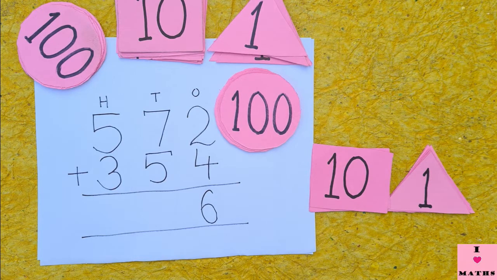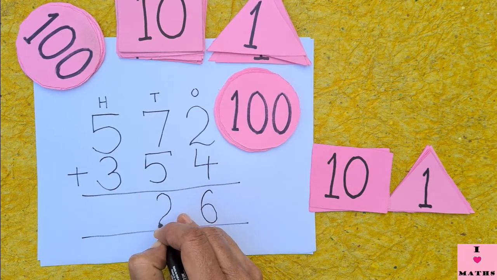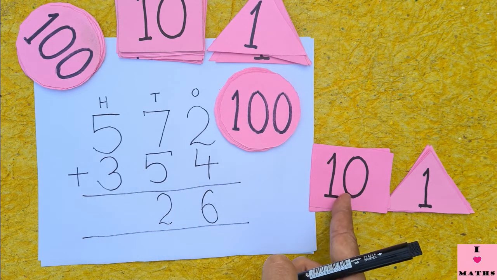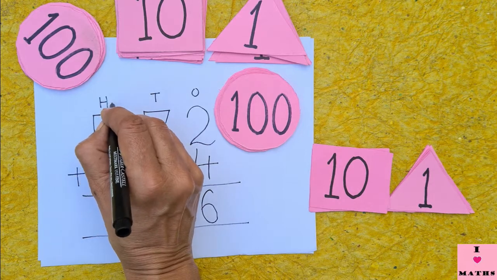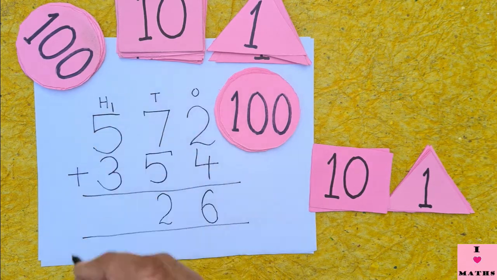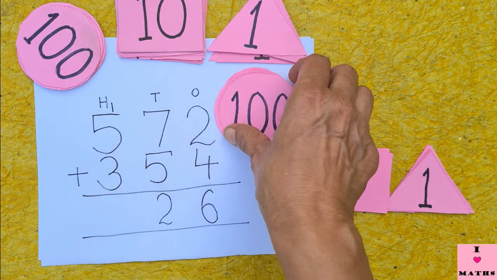Now 7 plus 5 is 12. So I am writing this 2 here, which are these 2 tens cards, and I have picked up a 100 card. So this carryover goes here. So I have picked up a 100 card, and now let us add the 100 column digits.